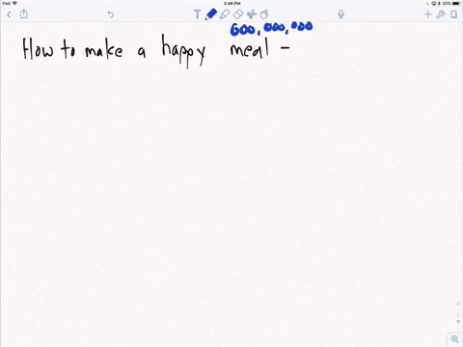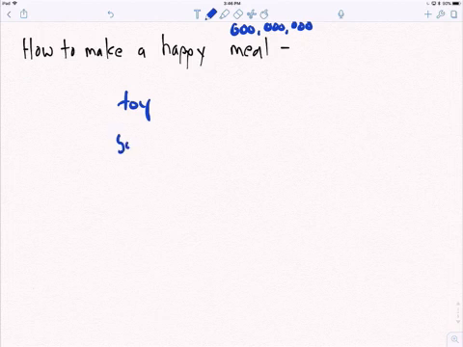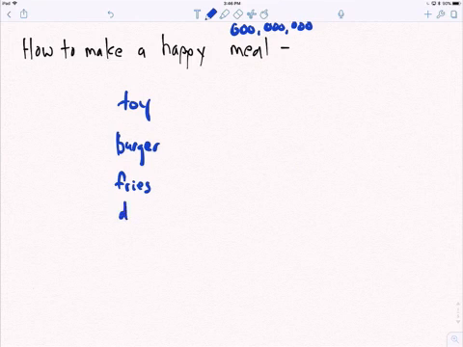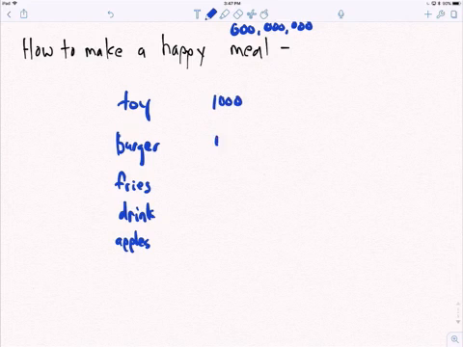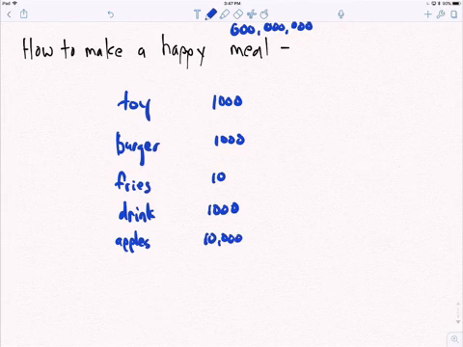Let's go back to childhood, and we're going to make a Happy Meal. So what's in a Happy Meal? Toy. Anything else? Burger, fries. Anything else? Isn't there a drink? Apples. It's been a while since I've had a Happy Meal. Some sort of dessert. Okay, I'll do apples. This is a healthy chemistry class. Okay, if we have 1,000 toys, 1,000 burgers, 10 fries, 1,000 drinks, and 10,000 apples, we're very healthy here.